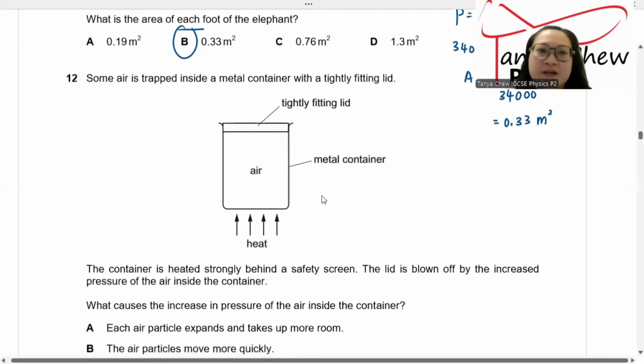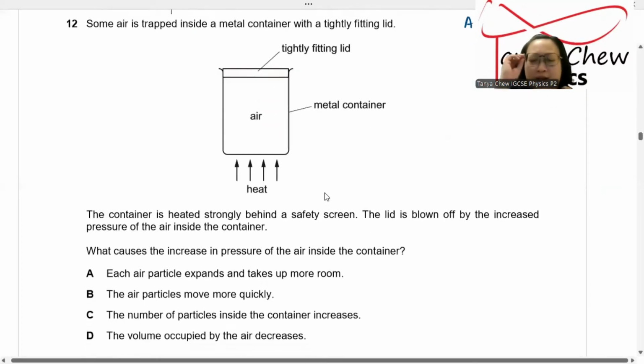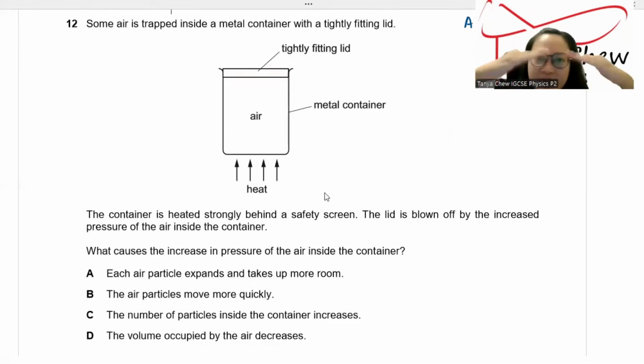Question number 12. Some air is trapped inside a metal container with a tightly fitting lid. Tightly fitting lid means that the air particles cannot escape to the surroundings. The container is heated strongly behind a safety screen, just in case an implosion occurs. The lid is blown off by the increased pressure of the air inside the container. Can you see how strong the air particles are?